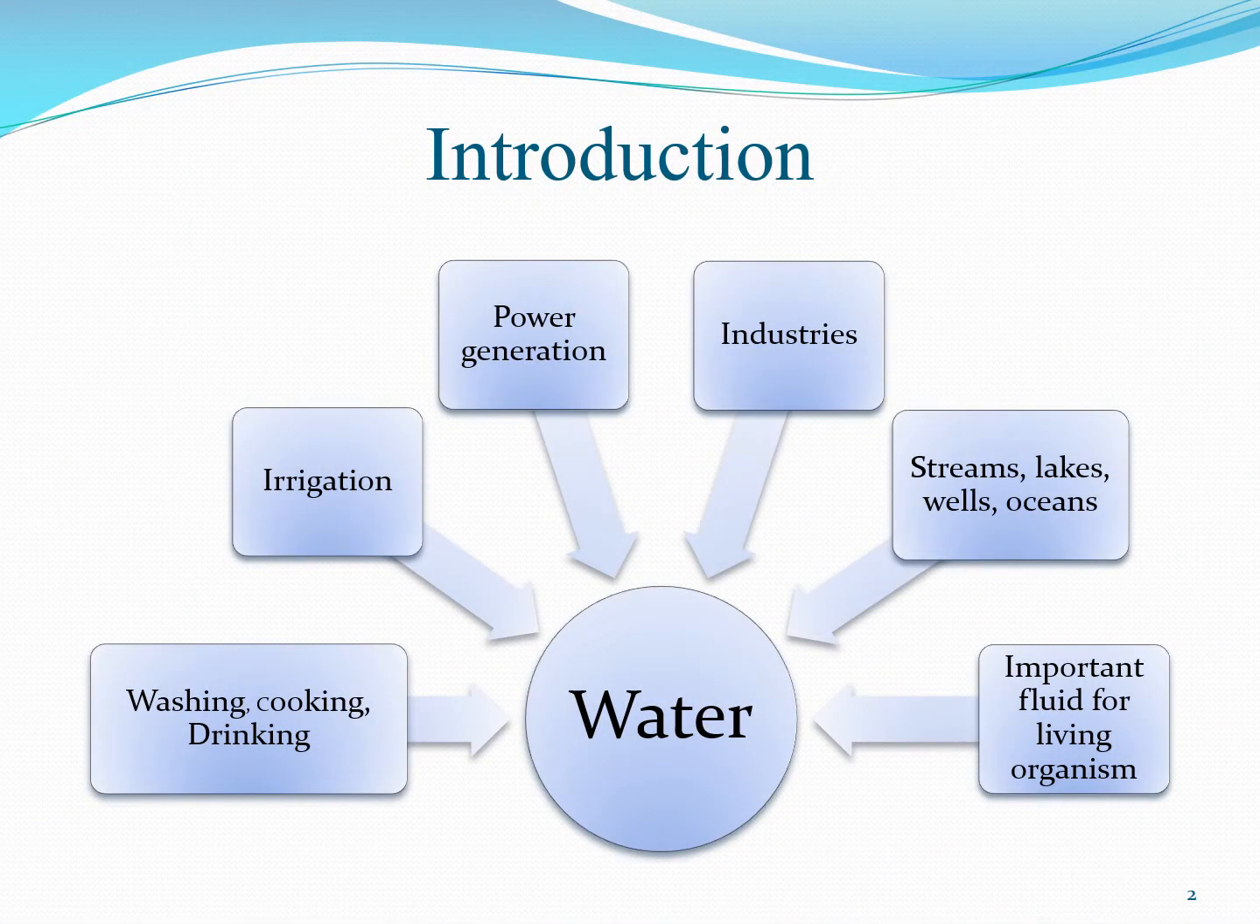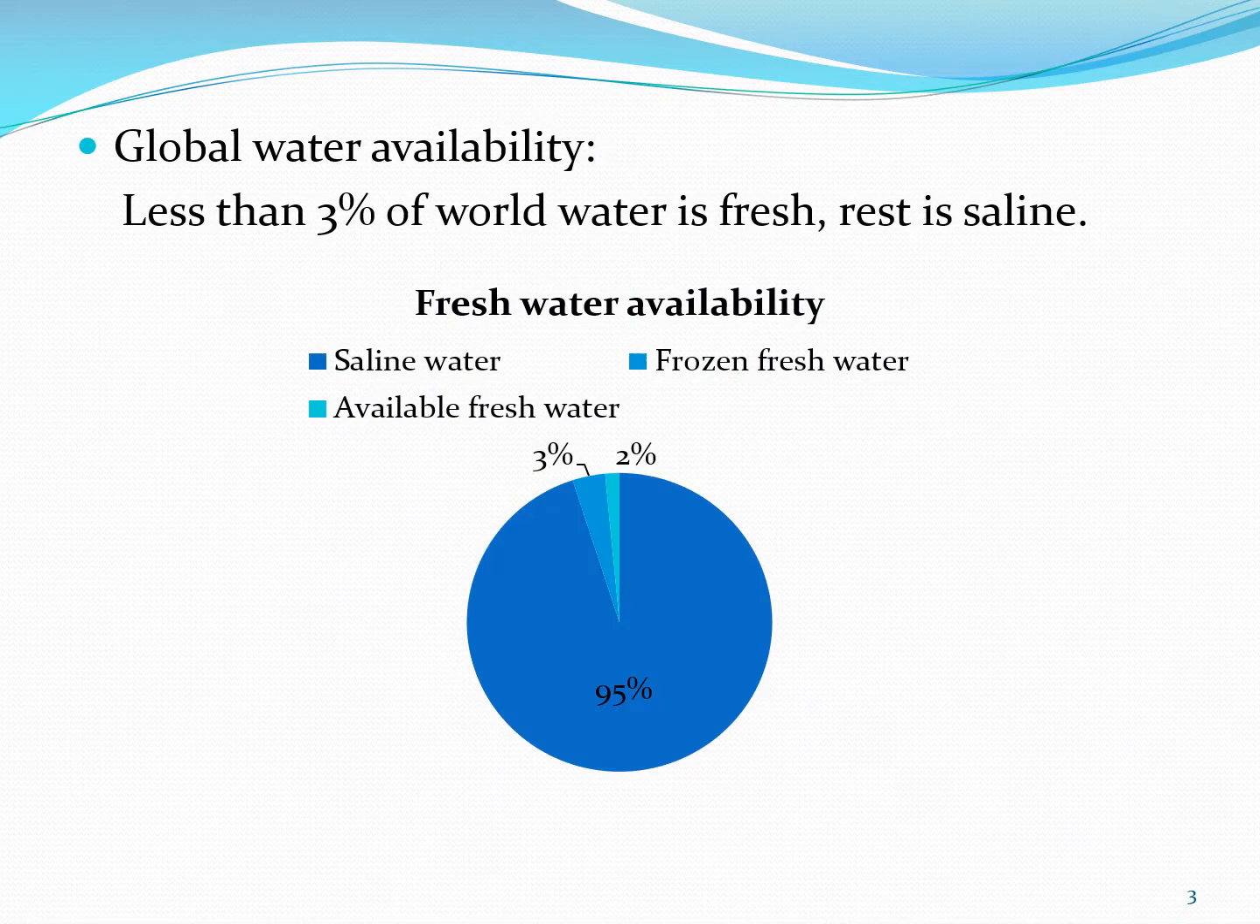Water is the most important part of our life. We get water from streams, lakes, wells, and oceans. We use this for industrial purpose, power generation, irrigation. At home, we use water for washing, cooking, and drinking purpose. If we see the global scenario, less than 3% of water is fresh and rest is saline.